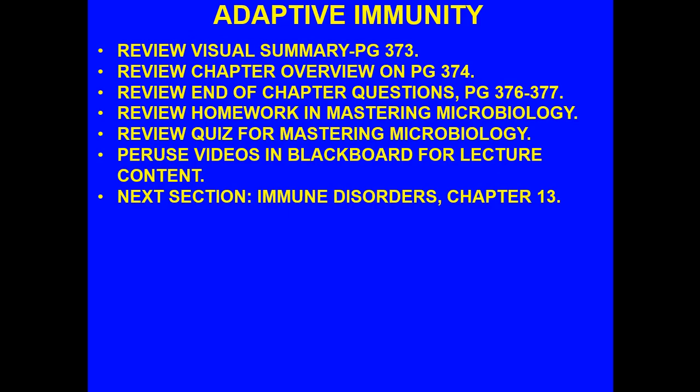Okay, we're pretty much finishing up here. I would encourage you to review the visual summary on page 373. That will include some parts of a review for the innate immune system too, so don't panic about that. Review chapter overview of page 374. Review the end of the chapter questions 376, 377. Review also homework in Mastering Microbiology, as well as the quiz in Mastering Microbiology.